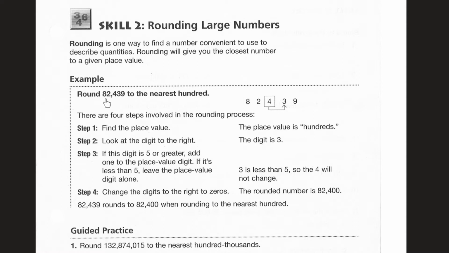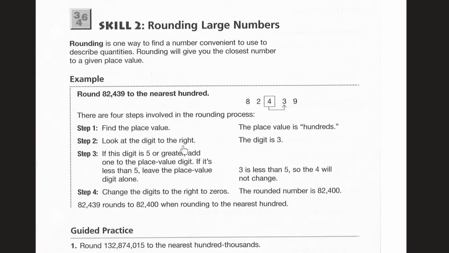Here's our example. Round 82,439 to the nearest hundred. There are 4 steps involved in the rounding process. Step 1, find the place value. Well, the place value is in the hundreds, and we know that from here. We're going to round to the nearest hundred, so we have to find the hundreds place. That's the ones, that's the tens, and that's the hundreds. So we put a box on the hundreds.